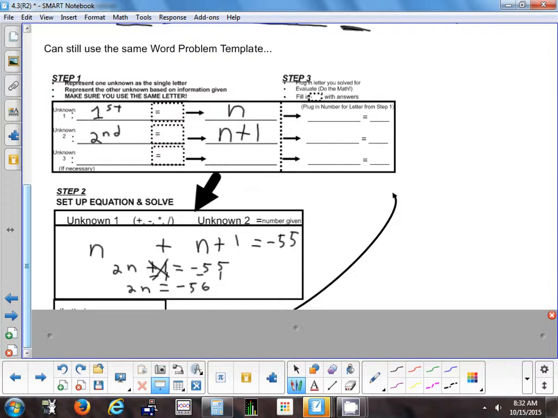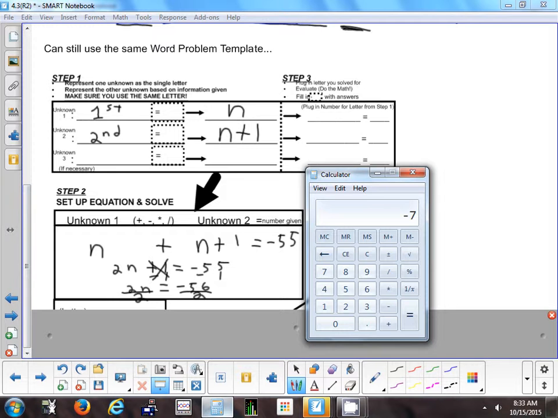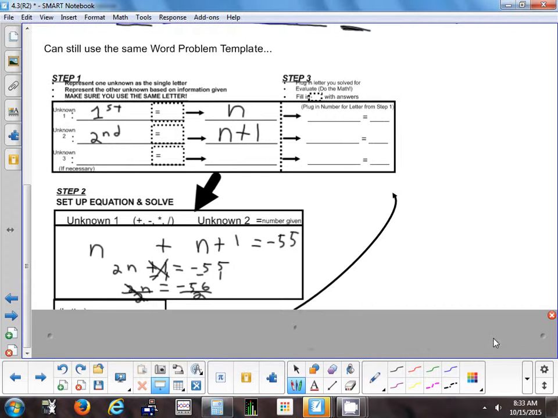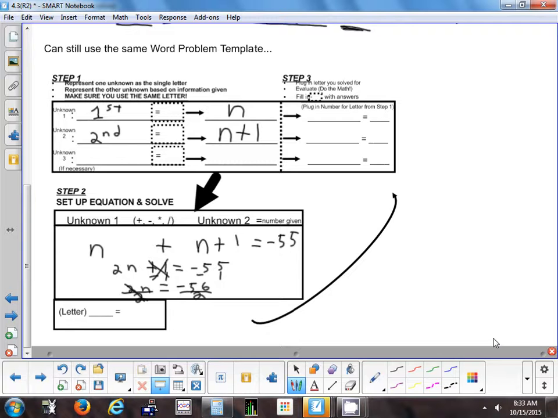Or use your calculator. All right, and now my last step, and then I'll know what n is. Callan, what's my last step? Good, divide by 2. And divide by 2. We can use our calculator if we're not sure. Negative 56 divided by 2 is negative 28.